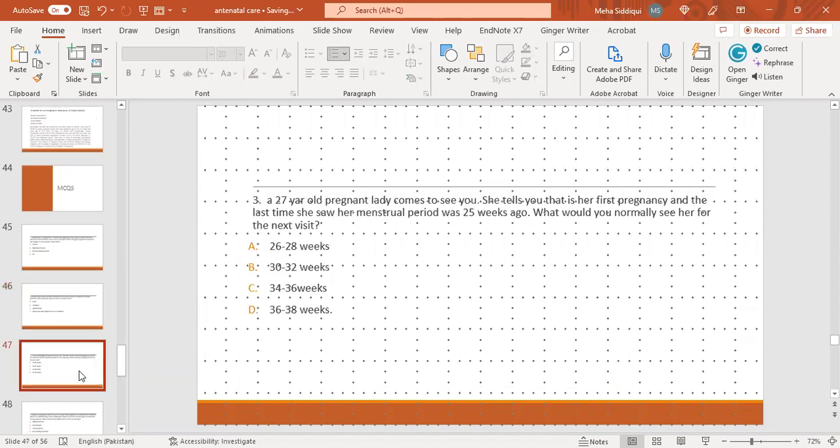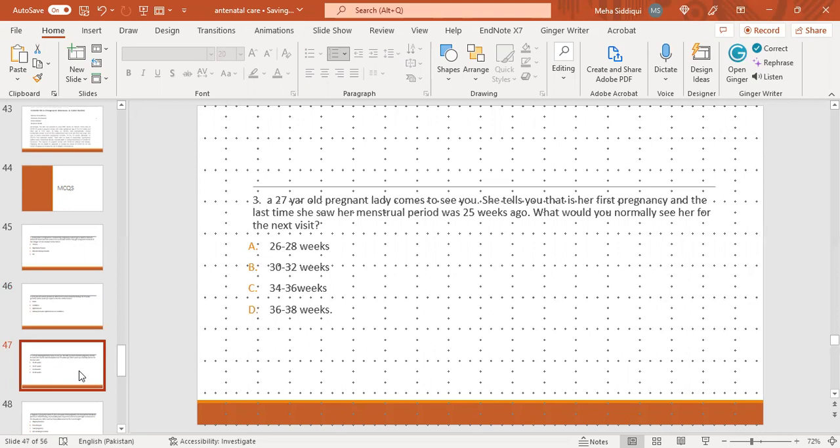MCQ number 3. A 27-year-old pregnant lady comes to see you. She tells you that it is her first pregnancy and the last time she saw her menstrual period was 25 weeks ago. When would you normally see her for the next visit? A. 26 to 28 weeks, B. 30 to 32 weeks, C. 34 to 36 weeks, D. 36 to 38 weeks.